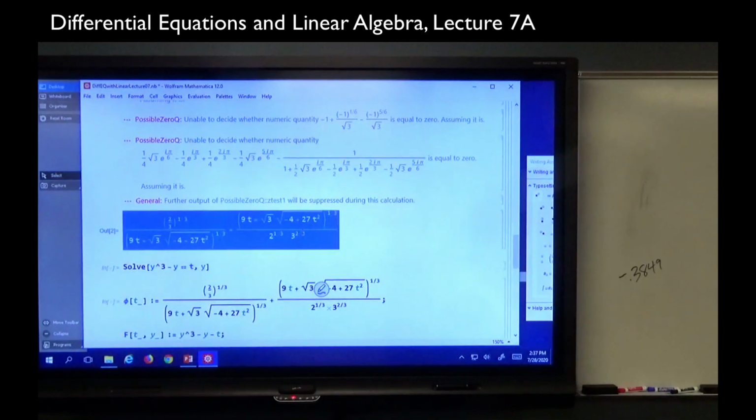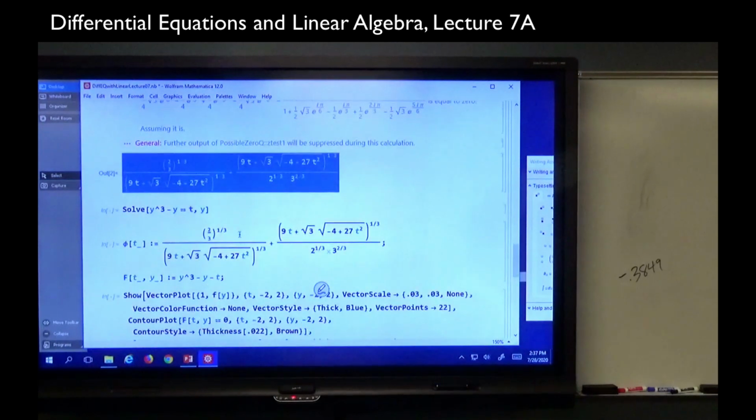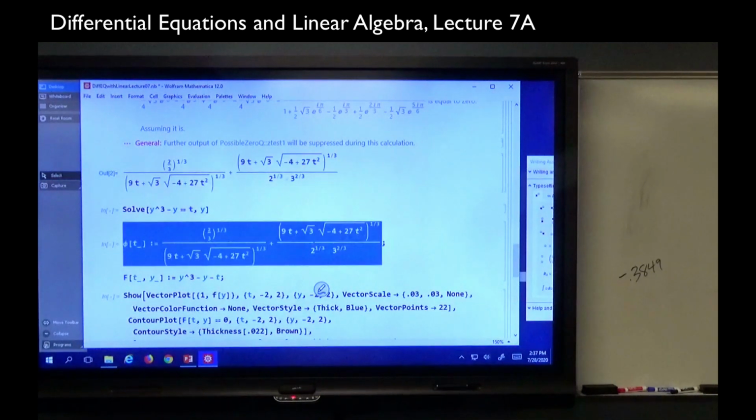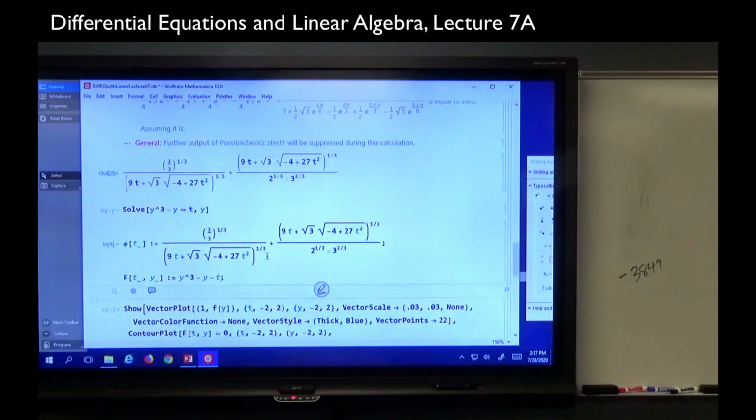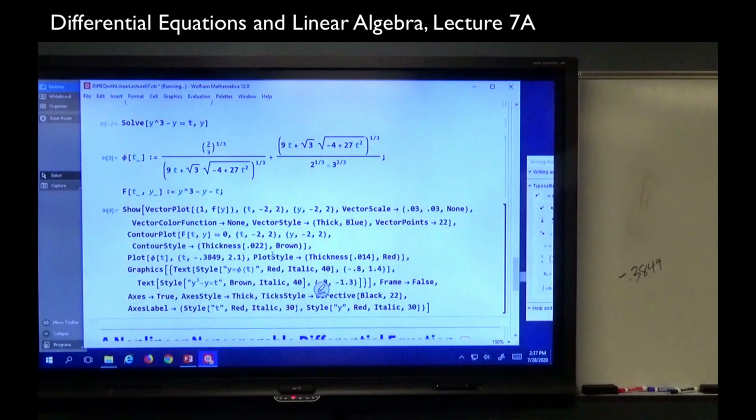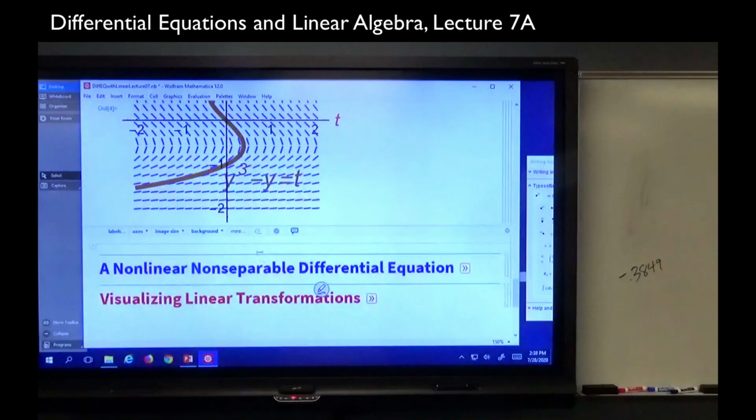Anyway, this is kind of a crazy function. That is our solution. And here I'm defining it as a function of t. And here's my capital F function. So I can do all this and I can make the plot that you saw. There it is. Now let's look at the new example.